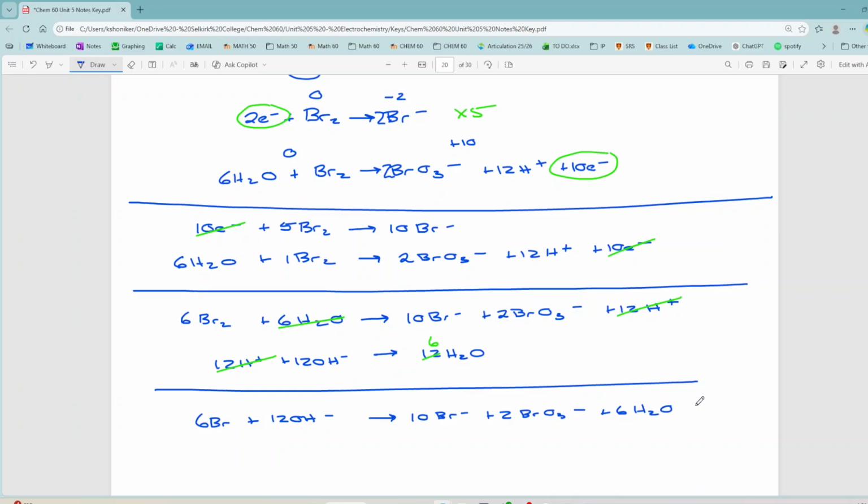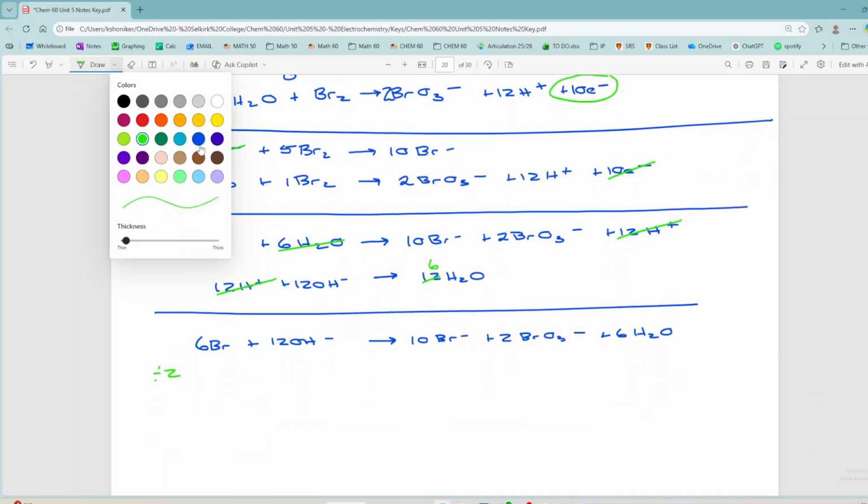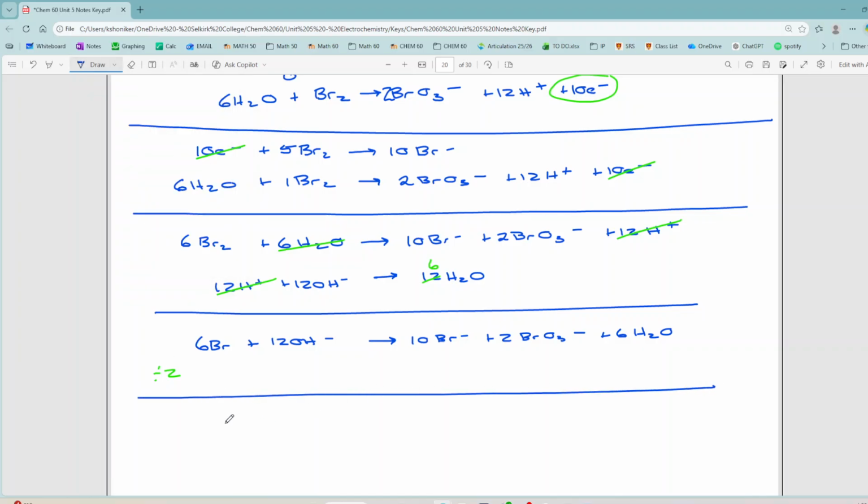And then, like I was saying, because these can all divide by 2, I'm going to do it. So my last step is to make sure that my reaction is simplified. So my last part will be that I actually have 3 Br2, and I have 6 hydroxides, and I have 5 bromide ions. I have 1 BrO3 minus, and I have 3 waters. Having fun yet? Good luck.